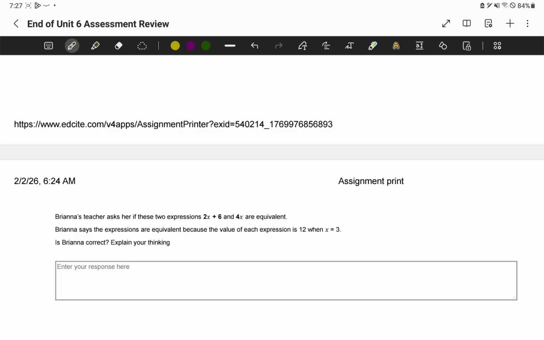So, Brianna's teacher asks if these two expressions are equivalent: 2x plus 6 and 4x. Brianna says they are equivalent because the value of each expression is 12 when x is 3. Is she right, and why?